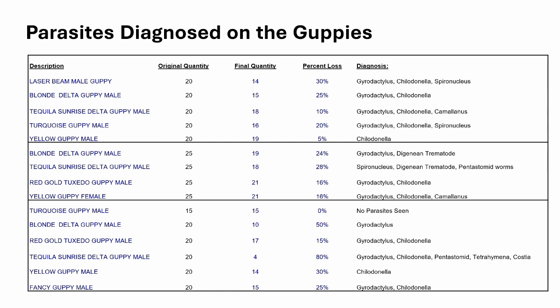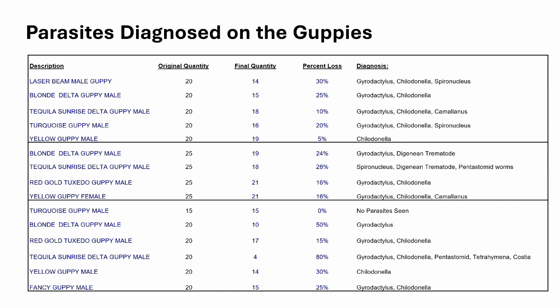So, for example, this laser beam guppy had Gyrodactylus, which is a monogenean trematode. It had Chilodonella, which is a ciliated protozoa, and Spironucleus, which is a flagellated protozoa that's found in the intestinal tract. And you can see a lot of these were commonly found in many different species.